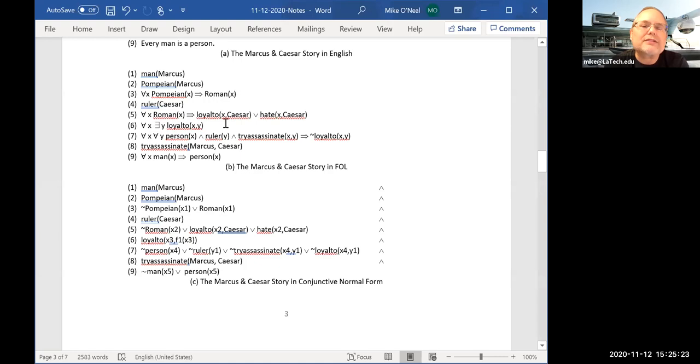For all x, Roman x implies x is loyal to Caesar or x hates Caesar. Same thing here: not P or Q, this is our Q. So not Roman or loyal to Caesar or hate Caesar. And I'm using x2 here rather than x1 because I already used x1 here.